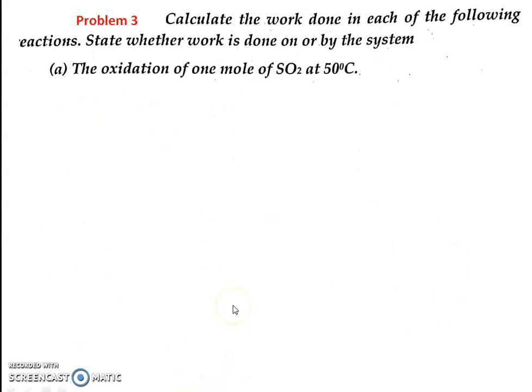Now next example, calculate the work done in the following reaction. This is the reaction, the oxidation of 1 mole of sulfur dioxide at 50 degrees centigrade. So calculate the work done in the following reaction and state whether work is done on the system or by the system. And the reaction is the oxidation of 1 mole of sulfur dioxide at 50 degrees centigrade.